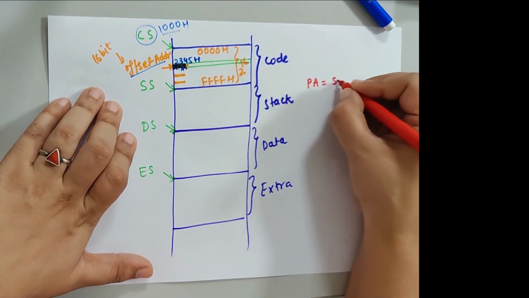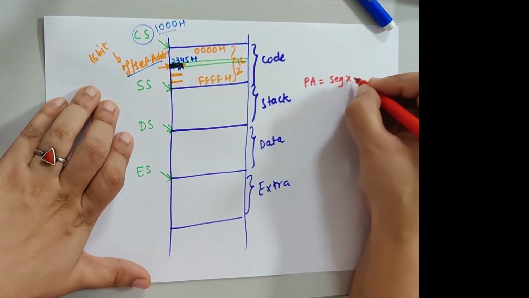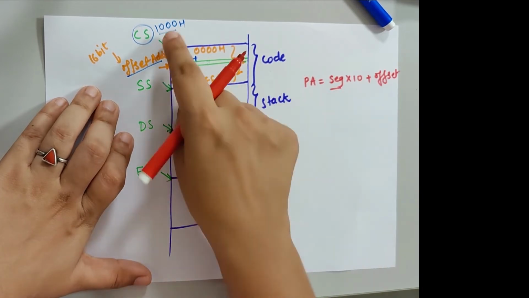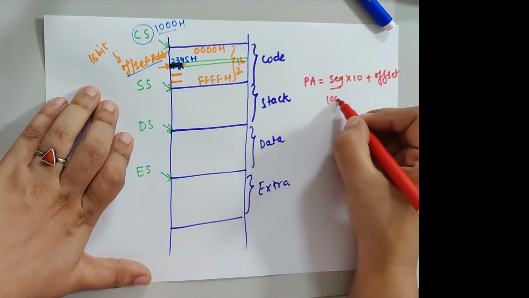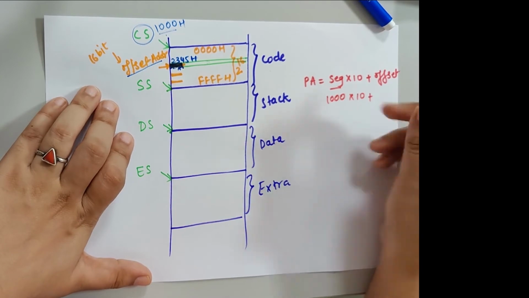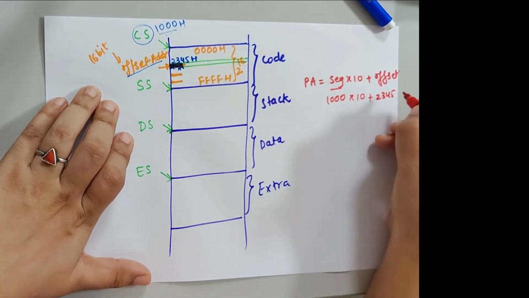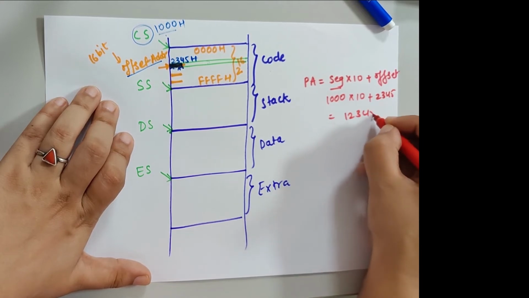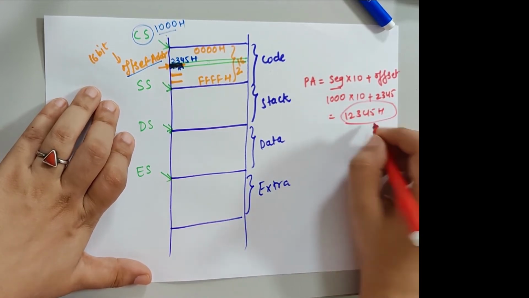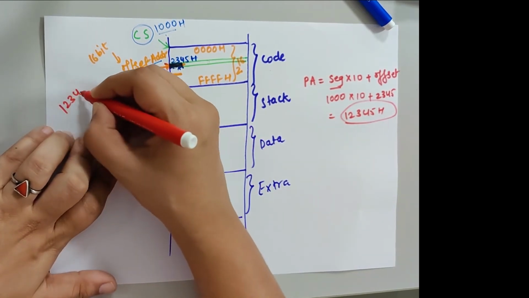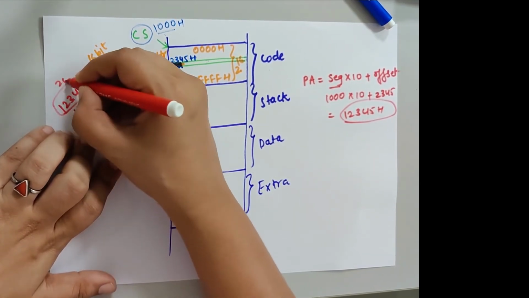Physical address equals the formula that we have seen just now: segment address into 10H plus offset address. What is the segment address which is given to us? 1000 into 10H plus the offset address, which is 2345H. If we solve this, we get 12345H, which is the physical address. So the physical address of this location will be 12345H, which is again a 20-bit number, right?